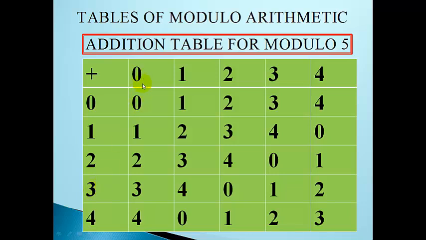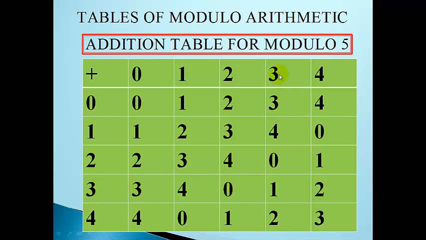Now we continue. 3 plus 0 equals 3. And 3 in mod 5 is 3 because it's not up to the modulo. Now 3 plus 1 equals 4. 3 plus 2 is equal to 0. This is because 3 plus 2 is giving us 5. And 5 in mod 5 is 0. This is because we have only one group of 5 in 5 and the remainder is 0. And since we are only interested in the remainder, we write the remainder.